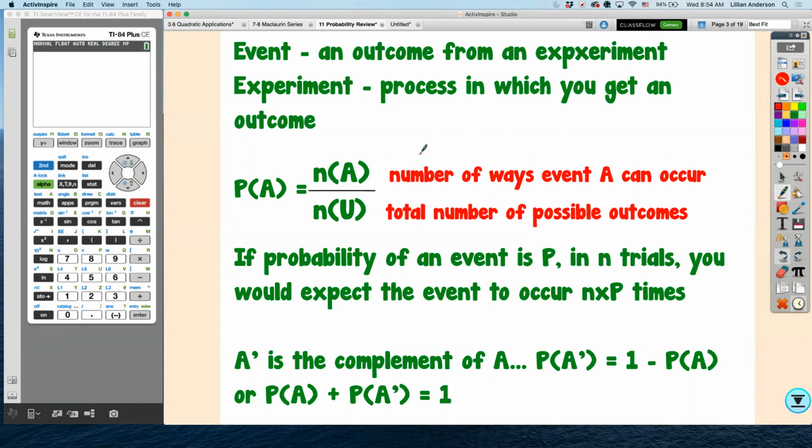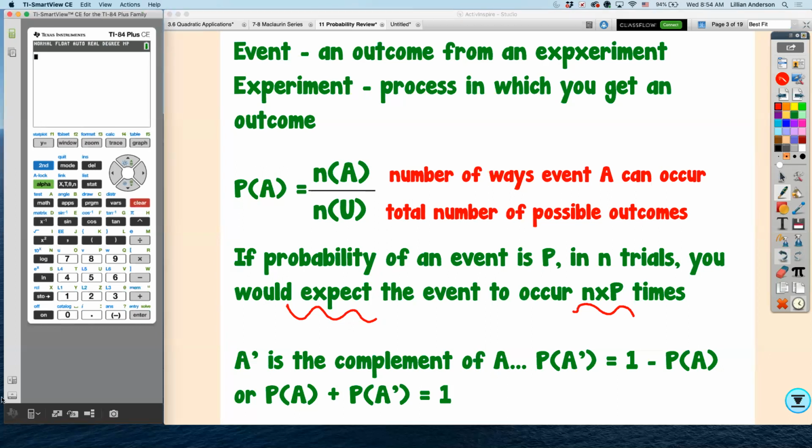Okay. If the probability of an event is P in N trials, then you would expect the event to occur N times P times. That is expected value, expectation. When you take your number of trials, rolling a die 10 times, and the probability of getting an even number, 1/2, you would multiply them together. 10 times 1/2, you're expected to get an even number 5 out of those 10 times.